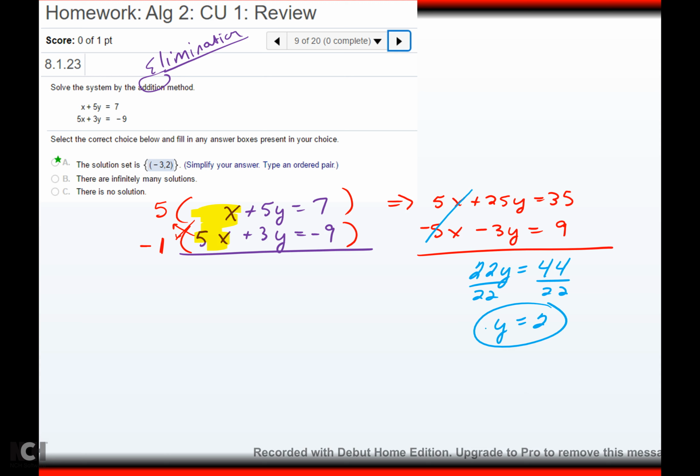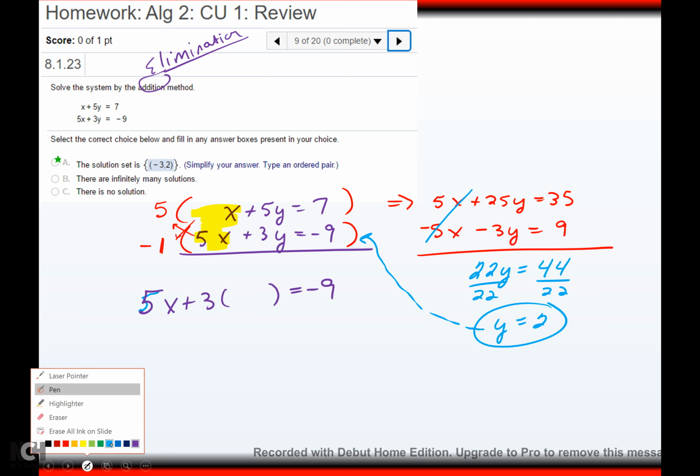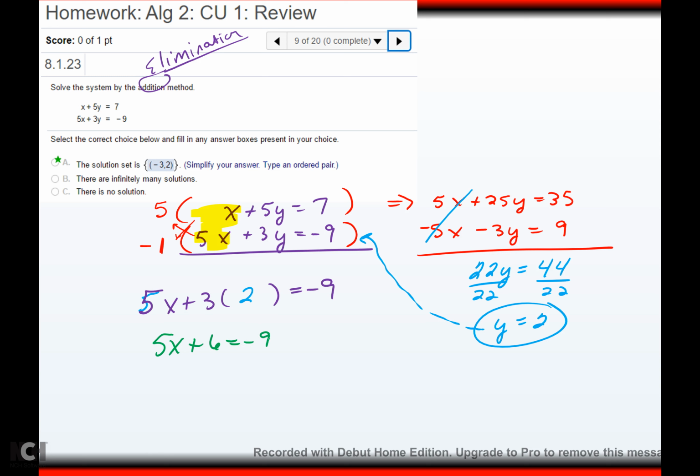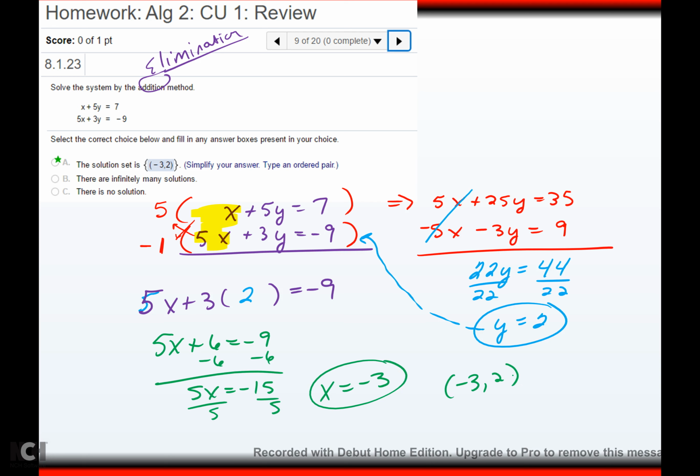So now I'm going to take that and substitute it into one of the originals. I'm just going to go to the bottom. So that would be 5x, oops, let me change colors. 5x plus 3 parentheses equals negative 9. I'm plugging in 2, so that gives me 5x plus 6 equals negative 9 minus 6. 5x equals negative 15. Divide by 5. X equals negative 3, so my ordered pair is (negative 3, 2).